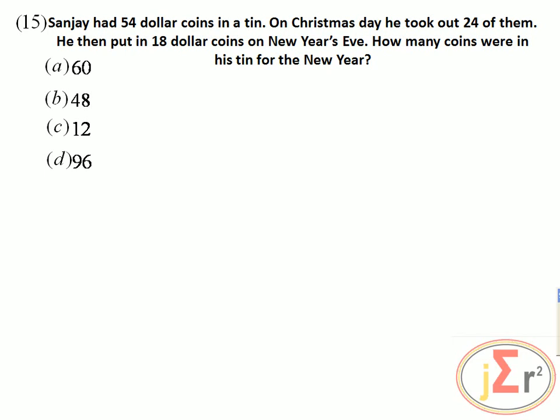Sanjay had 54 coins in a tin. On Christmas Day, he took out 24 of them. He then put in 18 coins on New Year's Eve. How many coins were in his tin for the new year? So what do we notice? He had how many to begin with? 54. He took out 24, and then he put in 18. How many coins do we have there? 48.